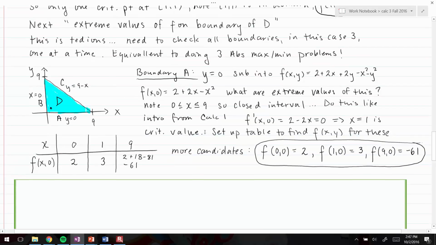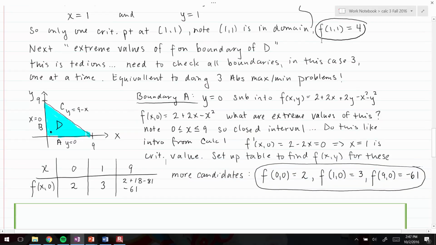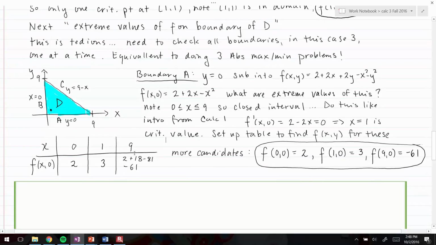So now, in summary, what we have so far is a critical value on the domain where we found a potential absolute max or min, and now we found a bunch more that are purely on boundary A. Now we have to check the other boundaries to get all our candidates.